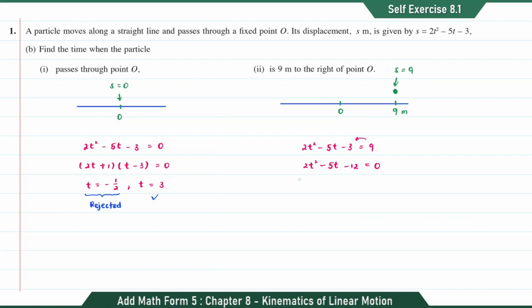Again, using the factorization method, we're going to get t minus 4, and another bracket is 2t plus 3, equal to 0. So t is equal to positive 4, and another t will be negative 3 over 2. So remember, the time cannot be negative. Therefore, we're going to reject the answer t equals negative 3 over 2, and the correct one will be t equals 4.